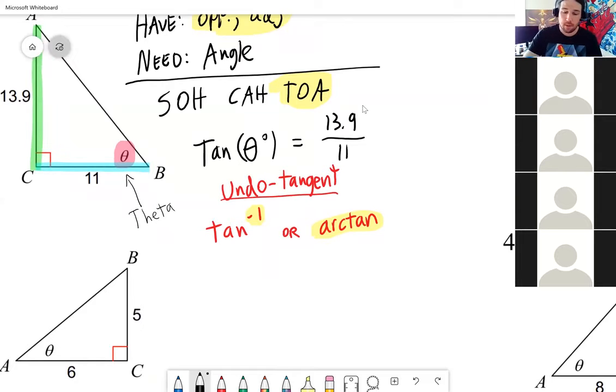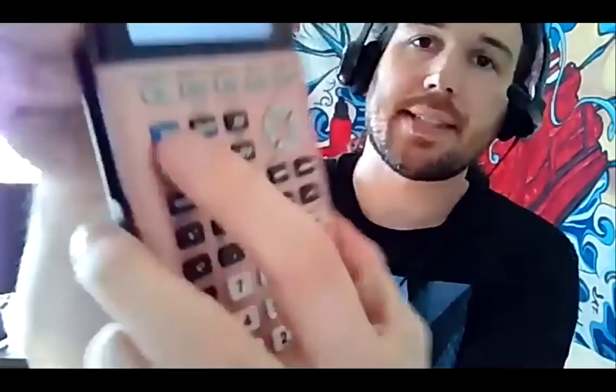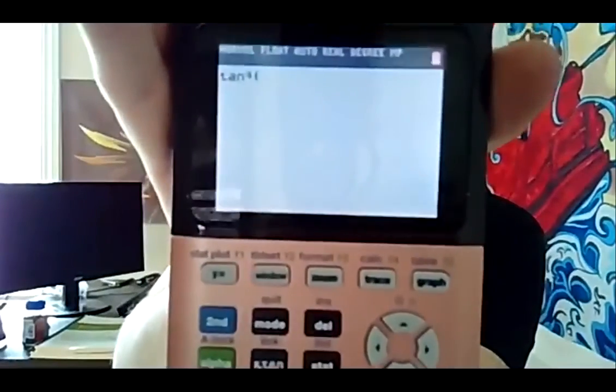So for the problem, we're going to untangent both sides. We're going to arctangent both sides. And we're going to get theta equals the arctangent of 13.9 over 11. So on my calculator, I'm going to hit the second button and then the tangent button, and it should give me that tangent -1 of 13.9 divided by 11.